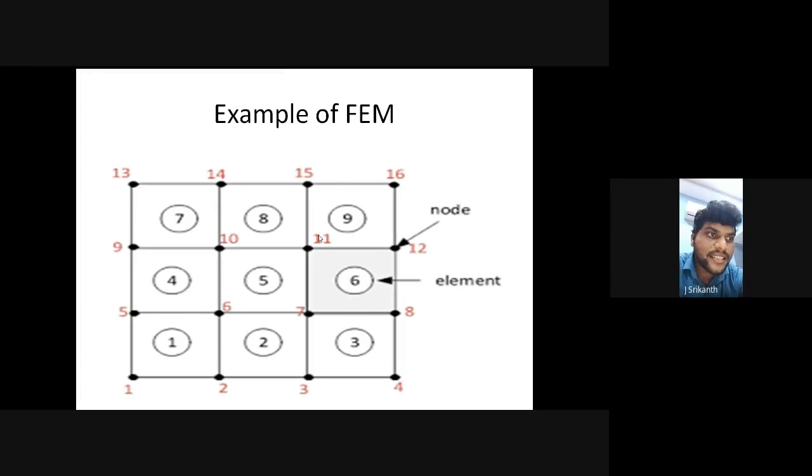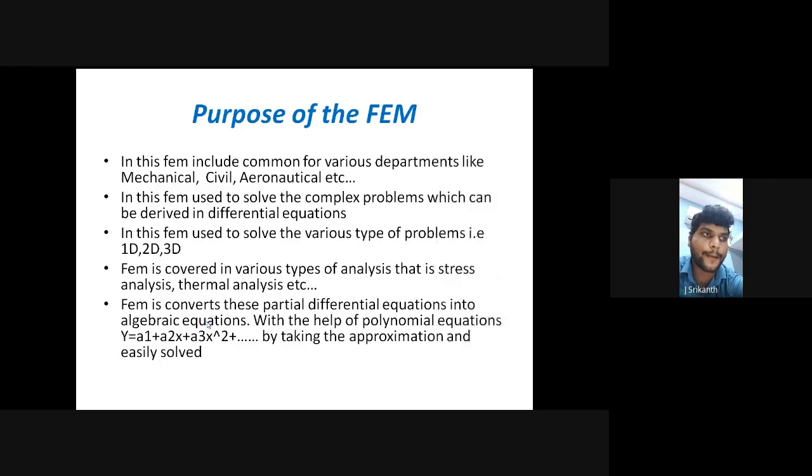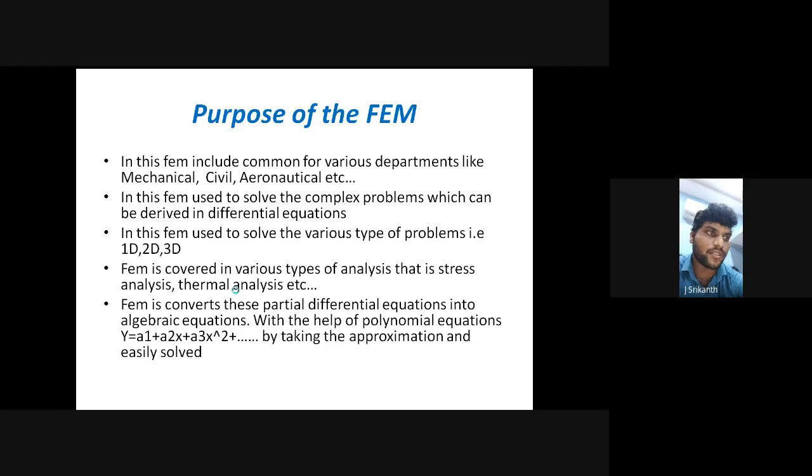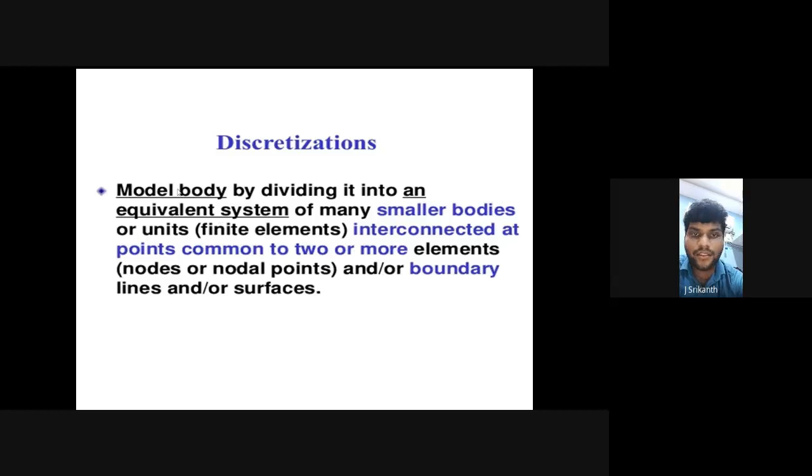Definition of discretization means, for example, this is one body, a whole body, like one wall, also called the whole body. This body is divided into smaller elements, that means each element is divided individually. So this complex structure or model body is divided into smaller elements. Once again, the model body, also called the complex structure, is divided into an equivalent system.